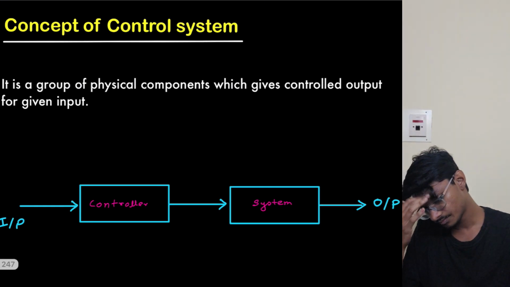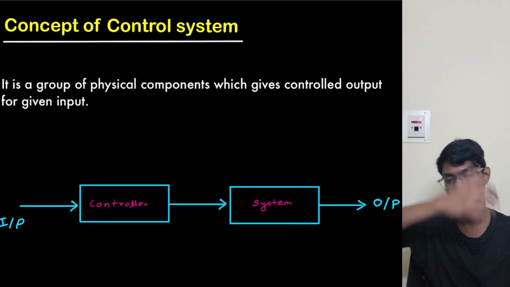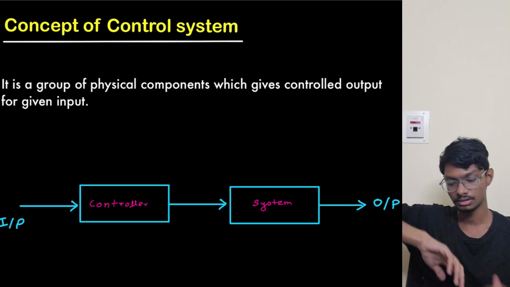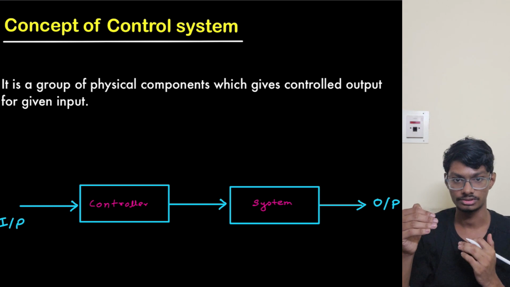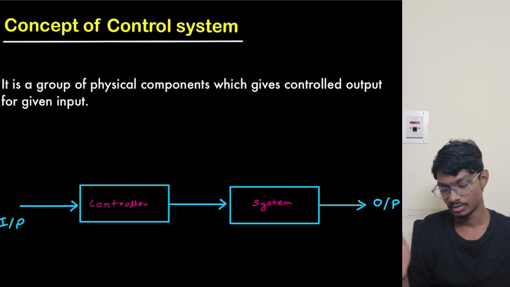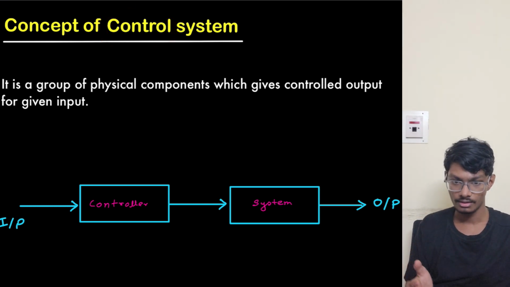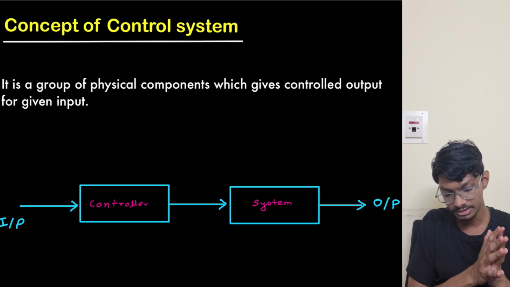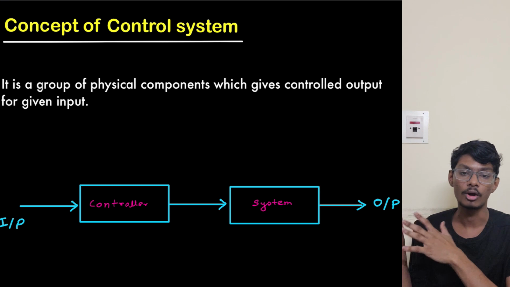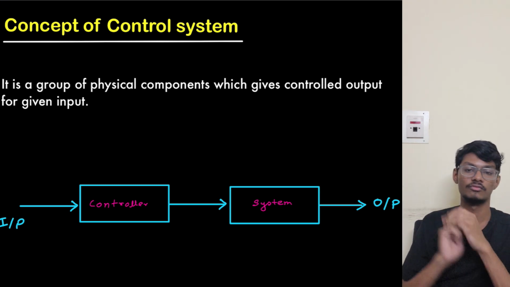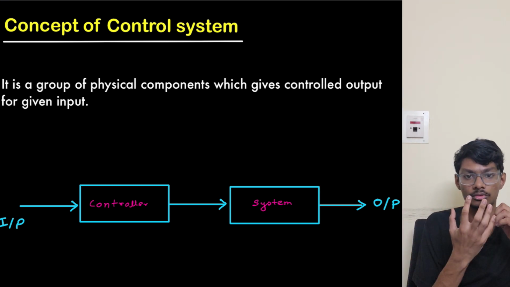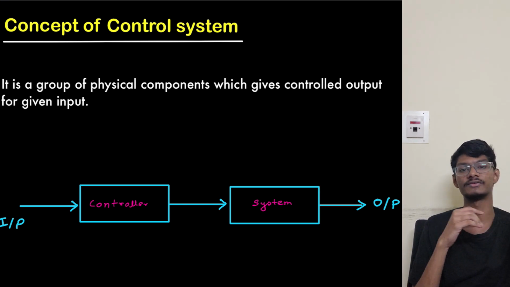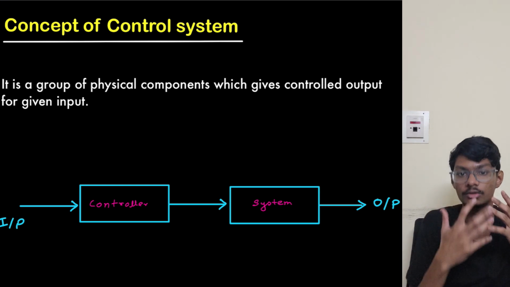So let us now learn about the control system. I hope you have understood the concept of loading effect. Now we'll understand what basically a control system is, right? What is the meaning of this term control? Firstly, let us read the definition. It is a group of physical components which gives us controlled output for any given input, right? For any given input we want controlled output. We just don't want any output. If I just turn on the fan and the fan moves very fast and I'm getting cold from that, right?